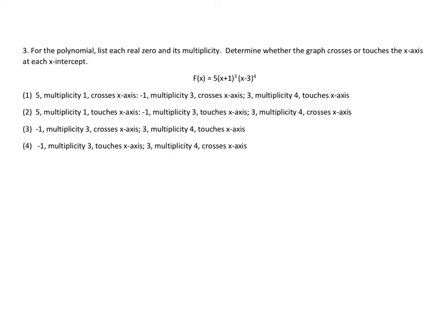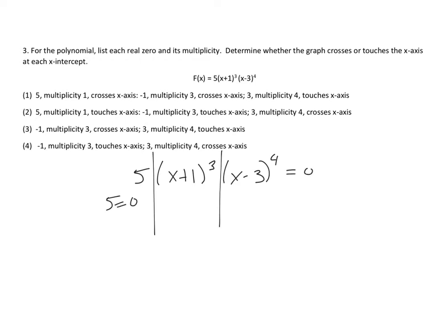The next question says, for the polynomial, list each real zero and its multiplicity and determine whether the graph crosses or touches the x-axis at each x-intercept. So let's figure out the zeros. I'm going to rewrite this. When you're trying to figure out the zeros, you're setting your equation equal to 0, and you're breaking each piece up equal to 0. So 5 equals 0. Well, that can't happen. The 5 is actually just creating a vertical stretch on the graph, so it's just changing the shape. It's not a 0 at all. That can't ever happen. With these two, though, we're going to set them both equal to 0, ignoring the exponents.